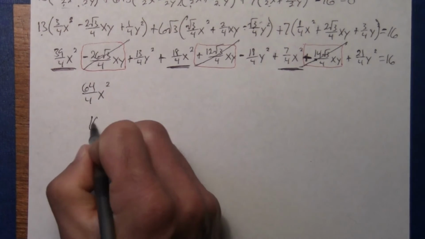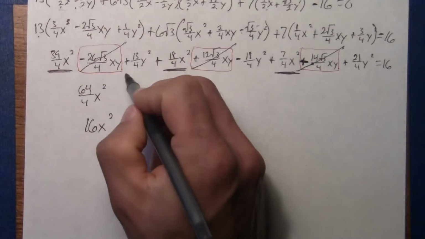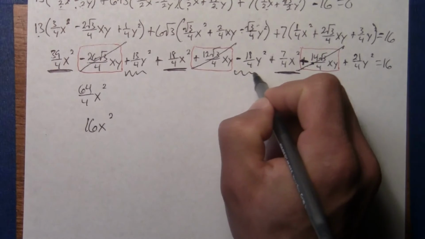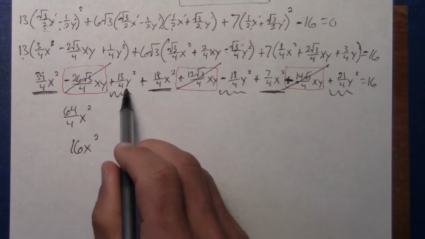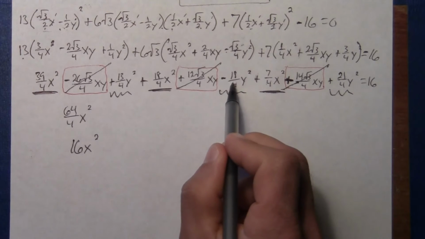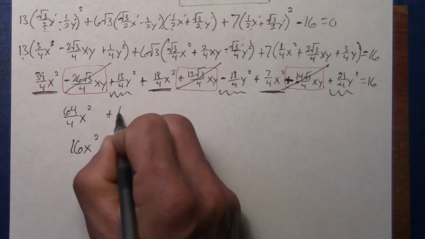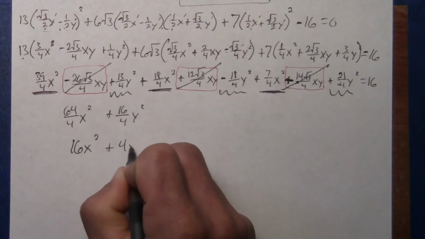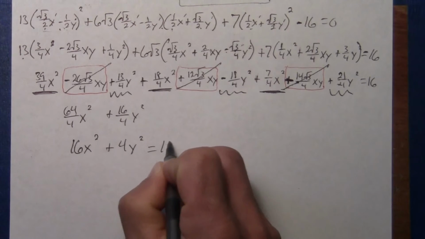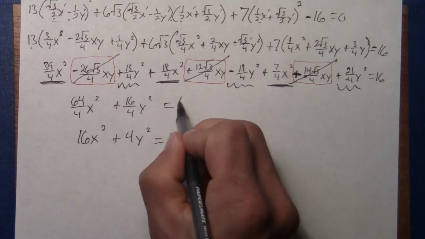So it most of the time will work out nice like that. Not always, but a lot of times that will work out and happen. Then look at your y squared terms and do the same thing. I have 13, subtract 18, and then I'm going to add 21. And this is going to give me 16 over 4, or of course that's just 4y squared equals 16. So it ends up working out really, really nice.